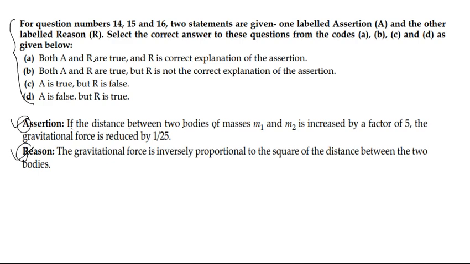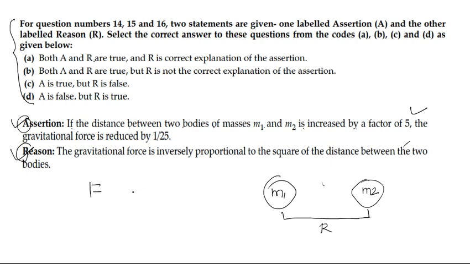And what is the assertion given here? If the distance between two bodies of mass m1 and m2 is increased by the factor 5, the gravitational force is reduced by 1/25. Let me stick to this assertion now. Let's say there is a body whose mass is m1 and another body whose mass is m2, separated by the distance, let's say r. Now the force of attraction between these bodies is given by Newton's law of gravitation, which is G into m1 into m2 by r square. So this is the force.